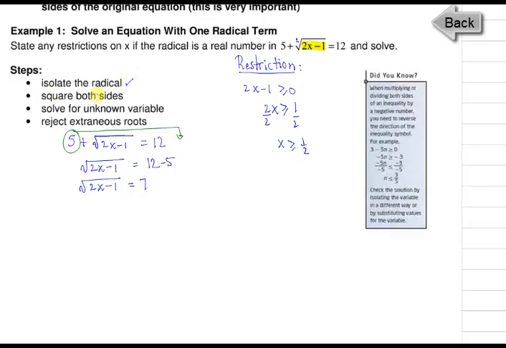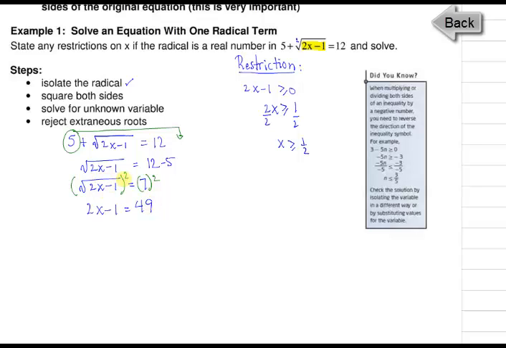Now you want to square both sides. So we're going to square the left. We're going to square the right. When you square a square root, the square will undo the square root. So that means that you are left with 2x minus 1. Okay, and then you're going to square your 7, which is 49.